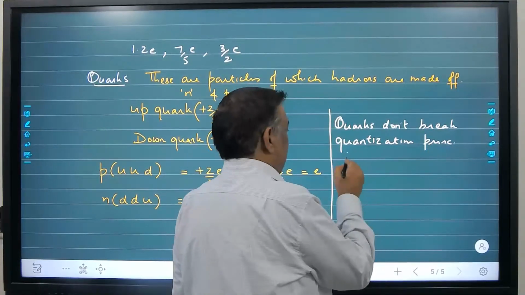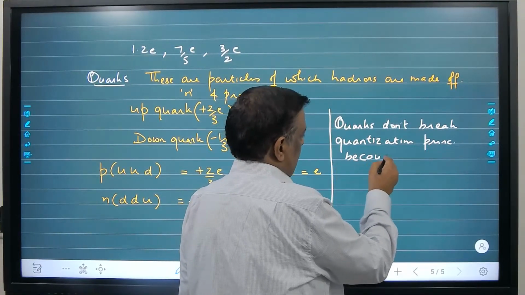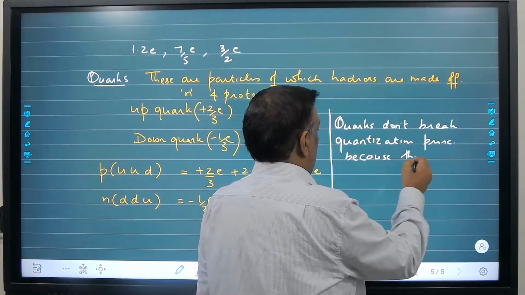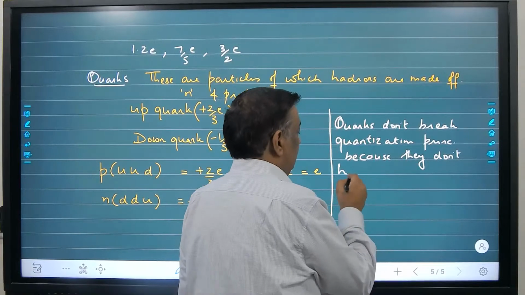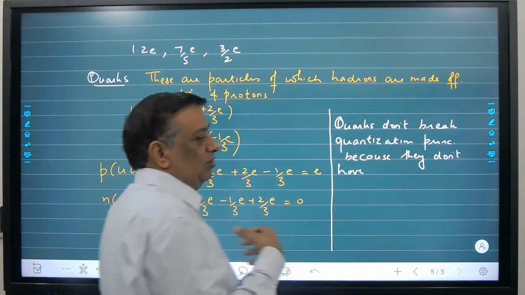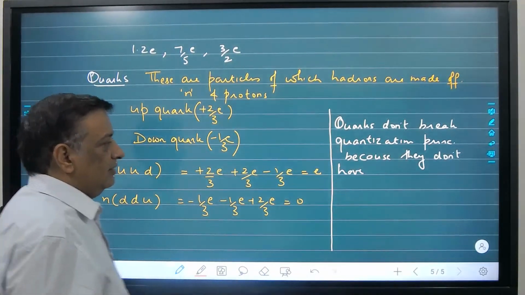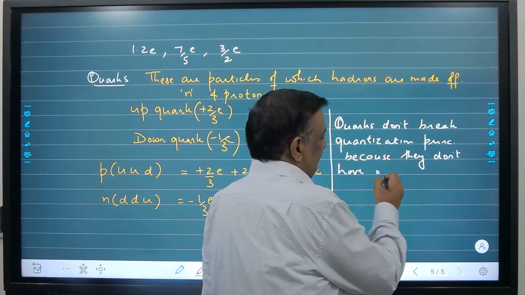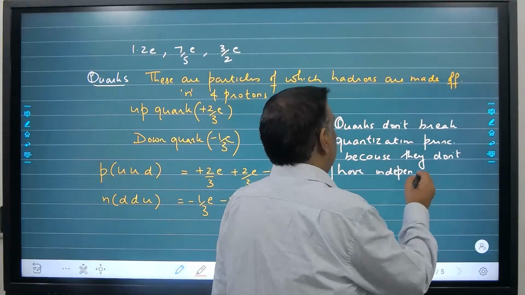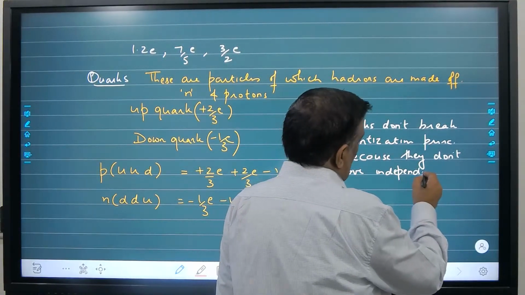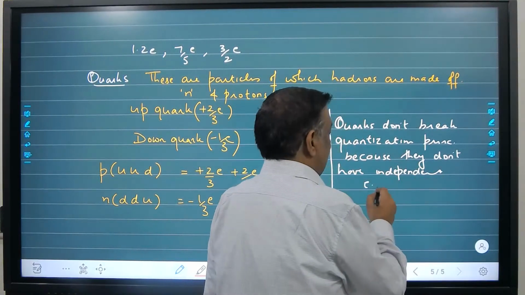Quantization principle, because they don't have independent existence of their own. Like they don't exist or are found alone or separated from the group. They don't have independent existence yet. Maybe in future we can separate them and we have to change.